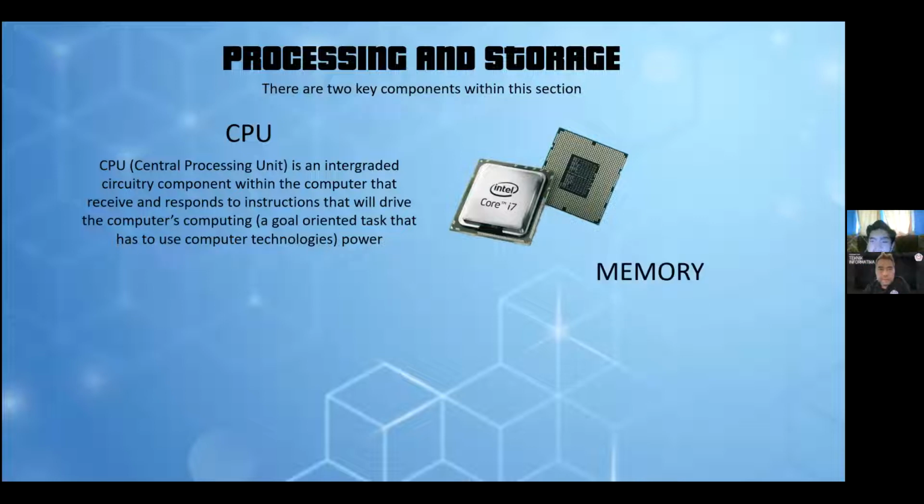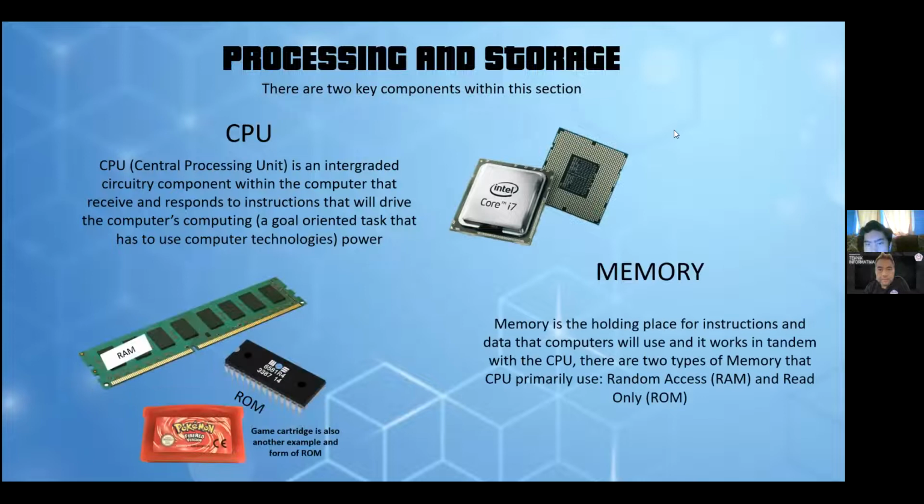And the second one is memory. Memory is the holding place for instructions and data that computers will use, and it works in tandem with the CPU. There are two types of memory that CPU primarily uses, random access and read-only, a RAM and a ROM.